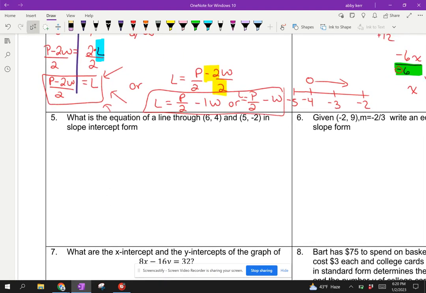Now it says, what is the equation of a line that goes through (6, 4) and (5, -2)? And we want it in slope-intercept form. So that's y equals mx plus b. First thing we need to get to is our m. Now our m is y2 minus y1 over x2 minus x1. So I highly recommend you label x1, y1, x2, and then y2. And then you just substitute them in, -2 minus 4 all over 5 minus 6.